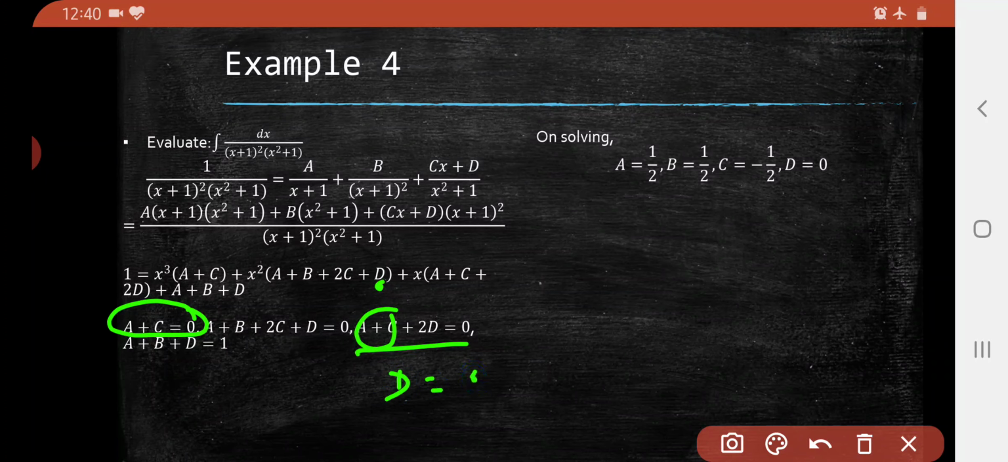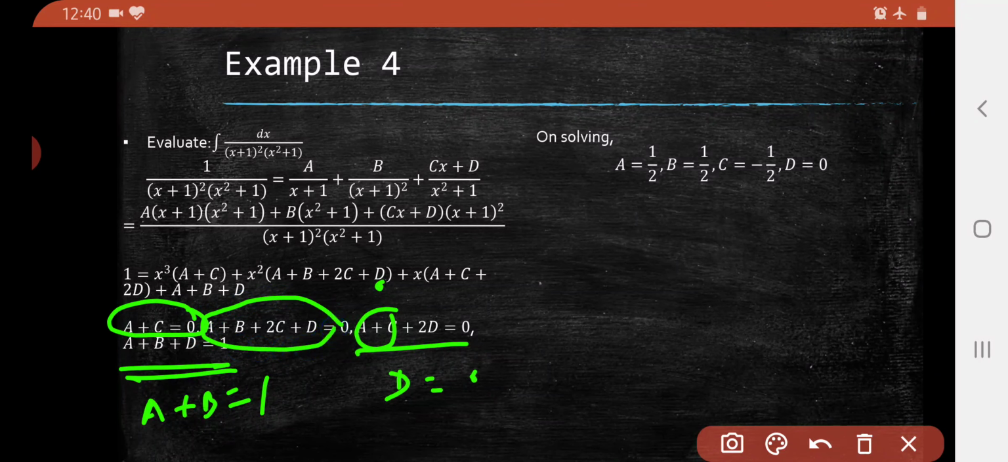Right? Now if d is 0, from here I can see a plus b is becoming 1. Now come to this big one, a plus b plus 2c plus d. From here d is 0, so d is cancelled. A plus b is 1, so therefore 2c is becoming minus 1, so c is becoming minus half.